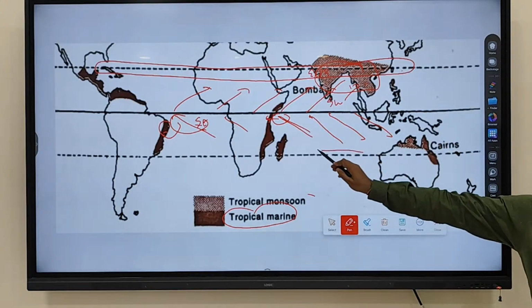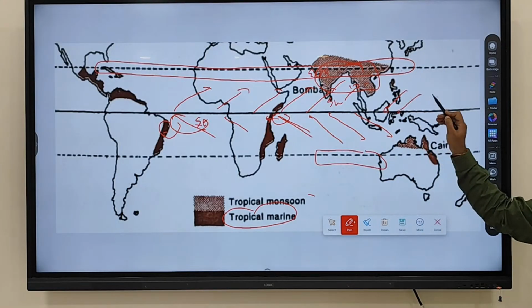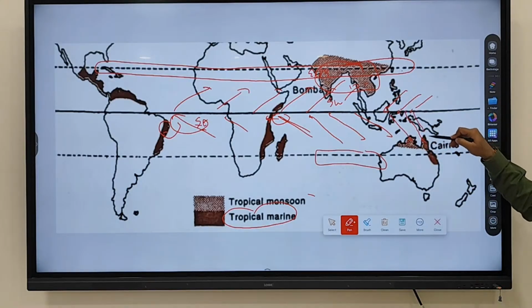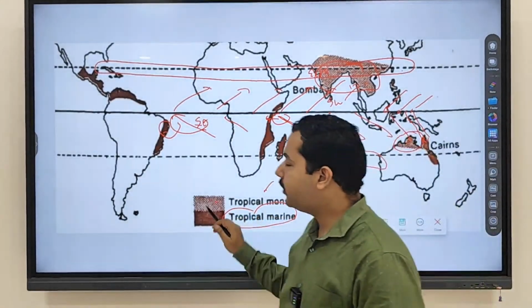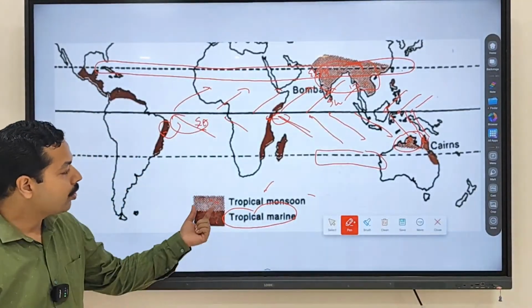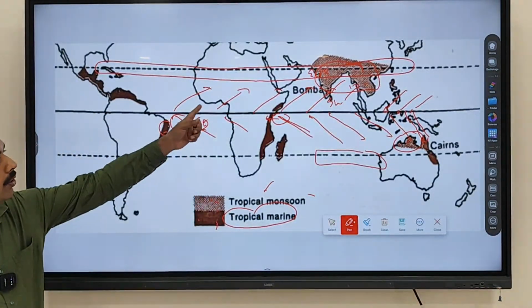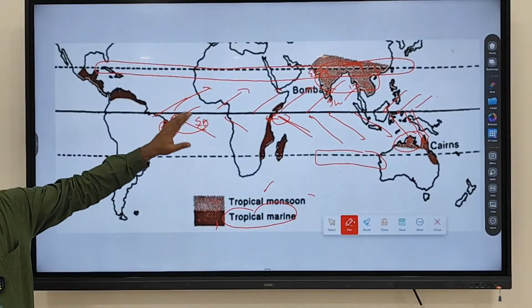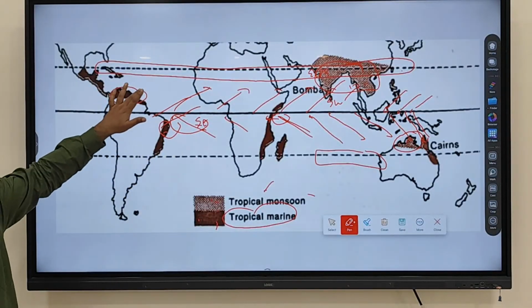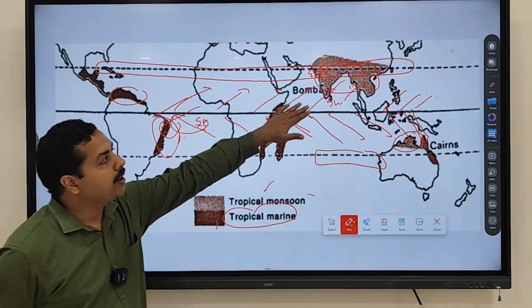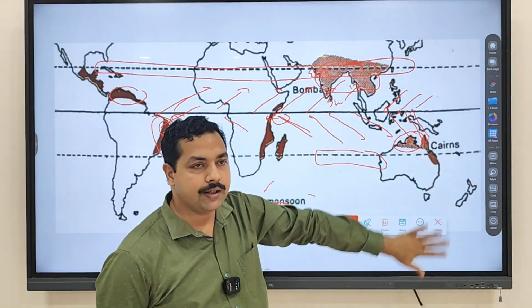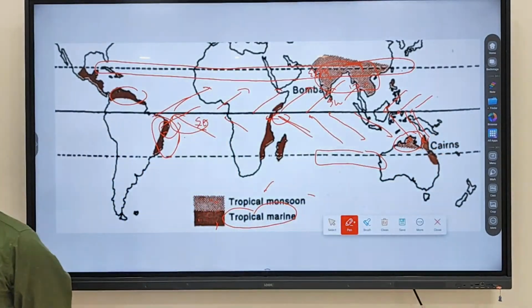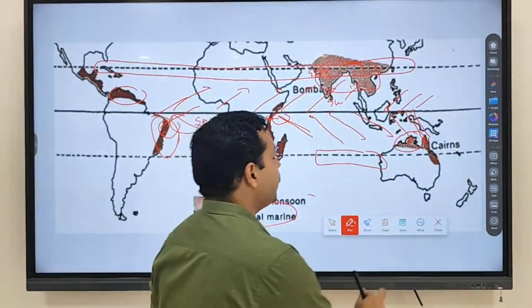Fine. During the winter, what will happen? The equatorial low pressure belt shifts over here, so the northeast trade wind now has to cross the equator. It becomes which type of wind? Northwest monsoonal. Clear? So this is the reason why you see different types of climatic condition: tropical monsoon and tropical marine. Why tropical marine? Because these winds, northeast trade wind or southeast trade wind, pick up moisture and create rainfall in this region. But when it is blowing over India, it is offshore in nature and doesn't create rainfall. Fine. Any doubt?